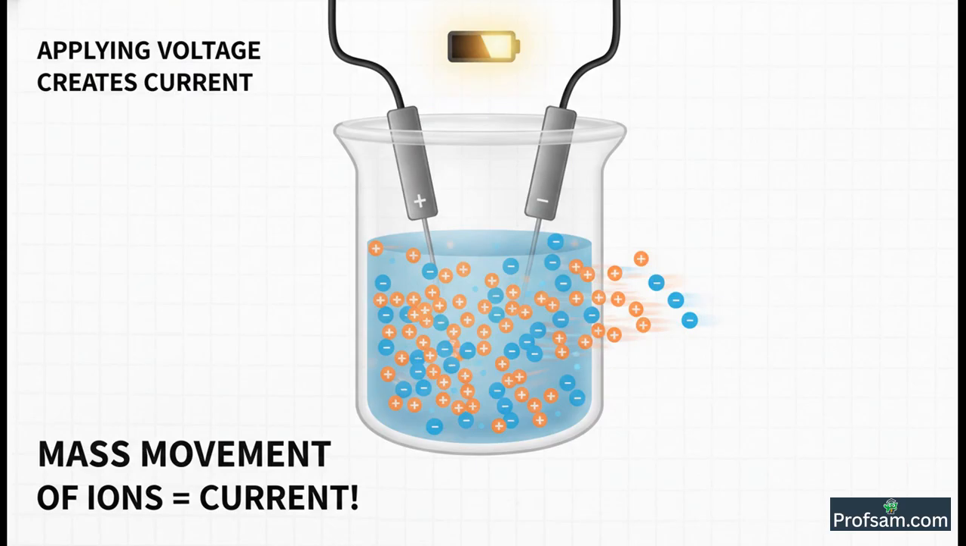So what's really happening when we apply a voltage? Well, let's imagine the solution is like a crowded room filled with these positive and negative ions. The moment you connect a battery, an electric field is created. All the positive ions start moving towards the negative electrode, and all the negative ions start moving towards the positive electrode. It is this organized, directional movement of ions that we call the electric current in the solution.